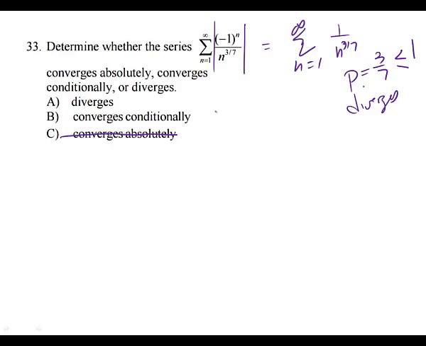So the next thing I do is I go to my alternating series test. Maybe. It's not letting me write. I really need new batteries, apparently.